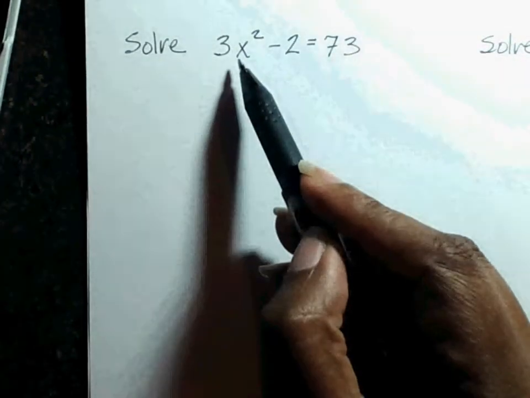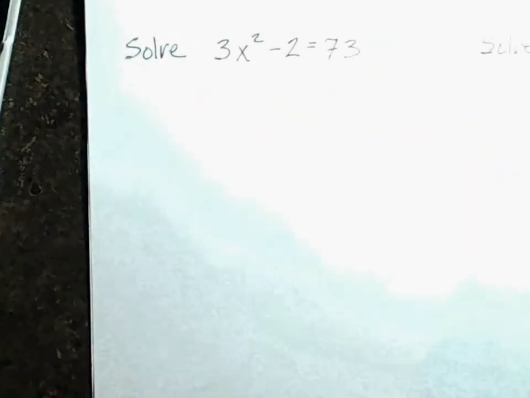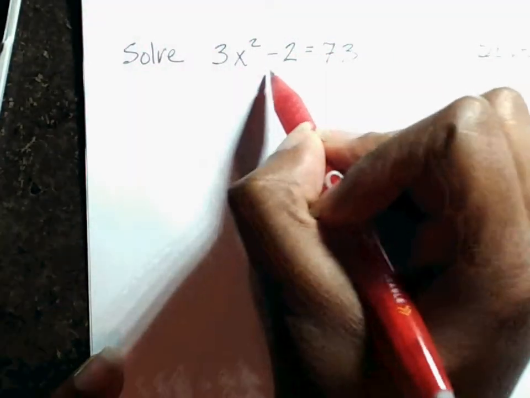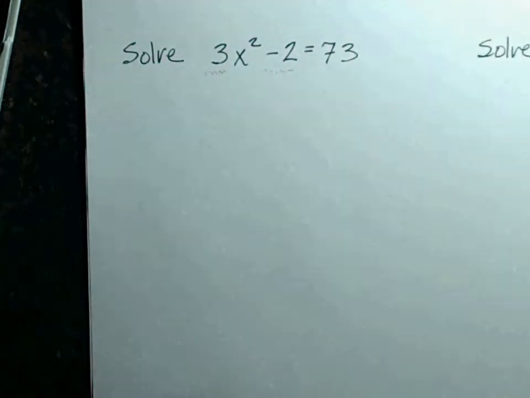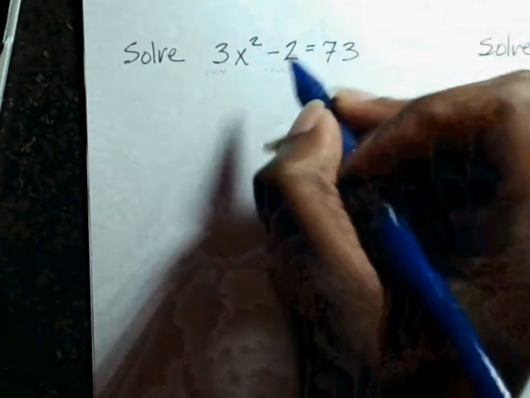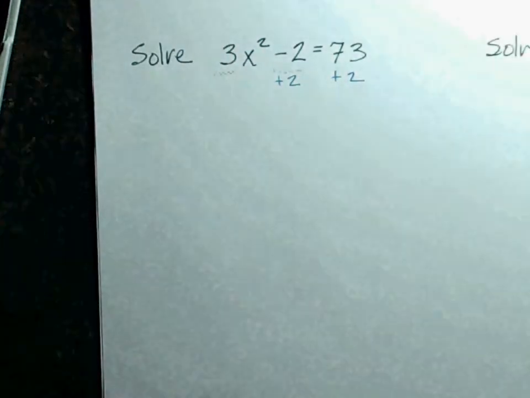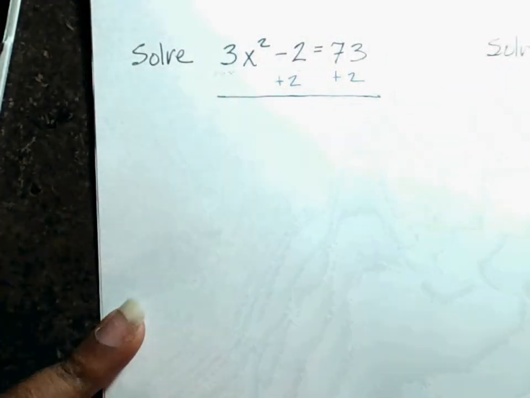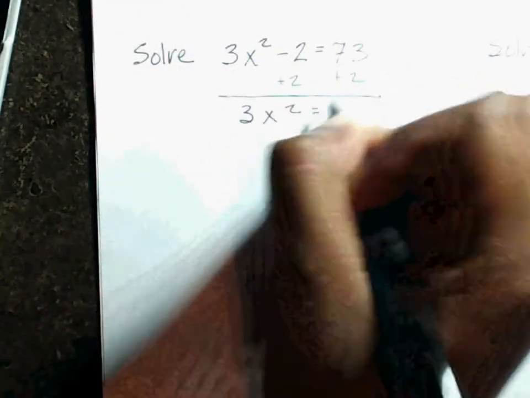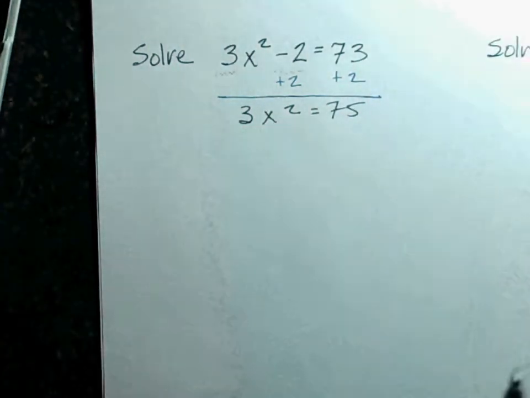Right now, it's not by itself. You have this ugly 3 right there. You have this ugly negative 2. You've got to deal with those. First thing you do, you get rid of the negative 2. How do you get rid of negative 2? You add 2. When you add 2, you end up with 3x squared equaling 75.